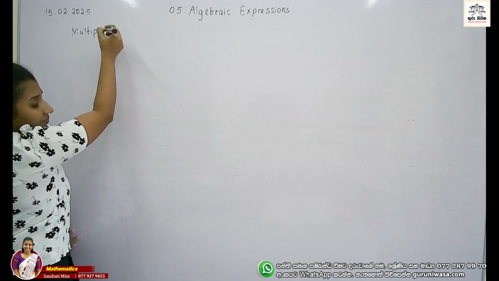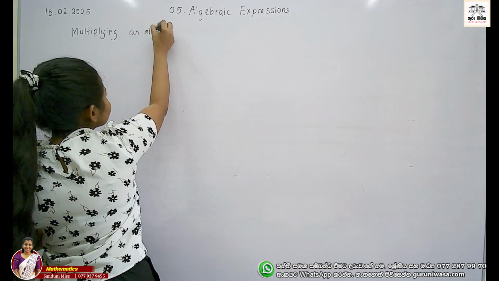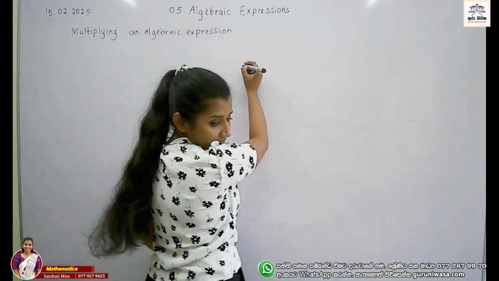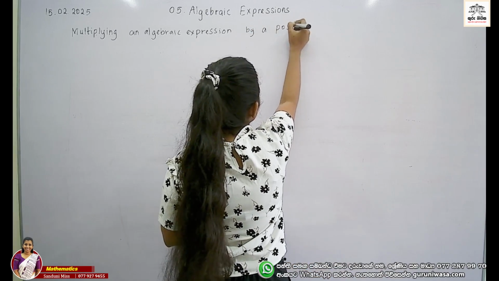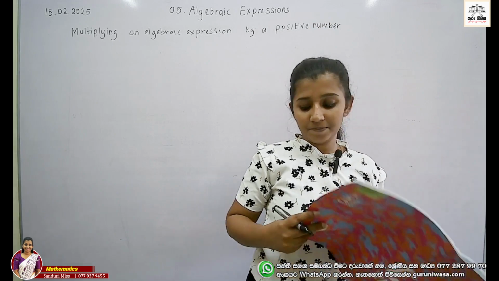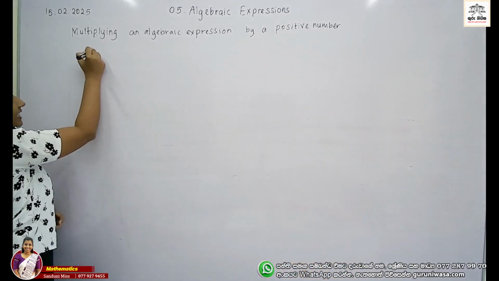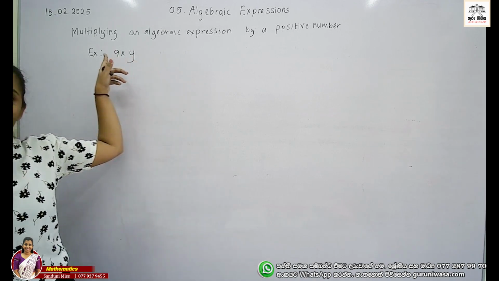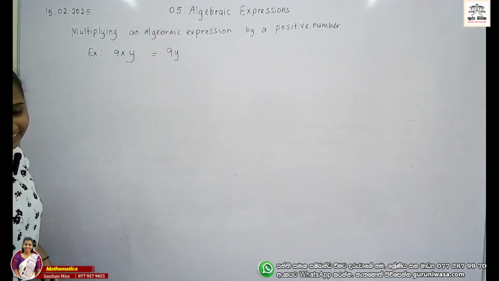Multiplying an algebraic expression by a positive number. Very simple. 9 times y. Y is the algebraic term. We are going to multiply by a positive number. 9 times y is how much? 9y.